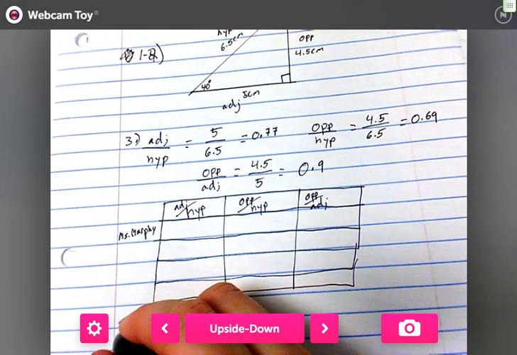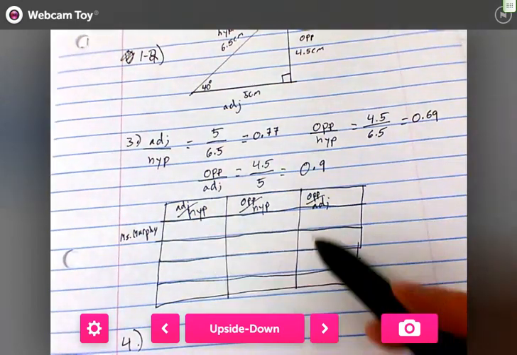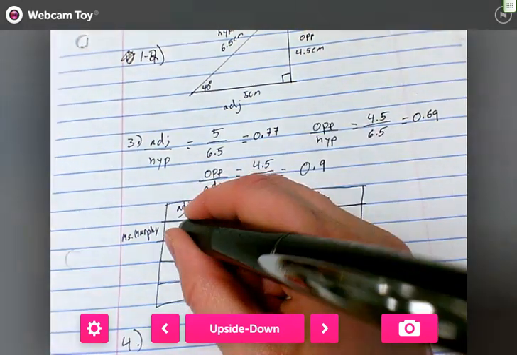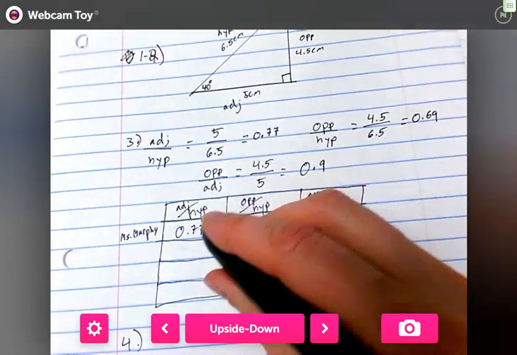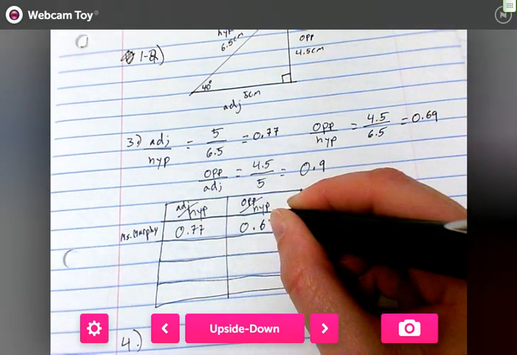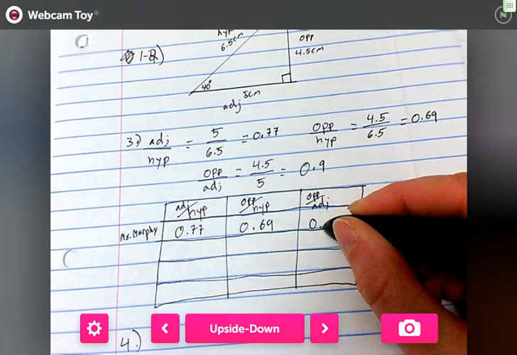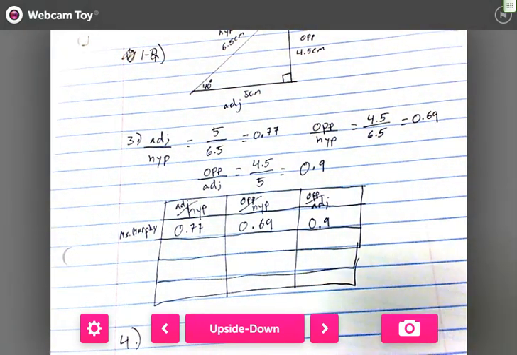Okay? Number 4 is going to compare what you know about these. Mine is 0.77 for my adjacent over my hypotenuse. Opposite over hypotenuse is 0.69. And my opposite over adjacent is 0.9. So you can use mine as one if you would like. That's Miss Murphy's. And then you're going to list yours and everybody at your table. Then number 4, you're going to make a conjecture or compare your answers. What do you know about these ratios? Are they the same? Are they different? Are they close? Are they close by how much?